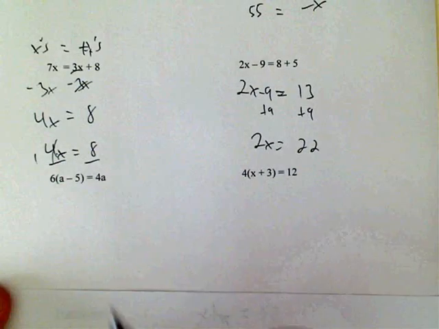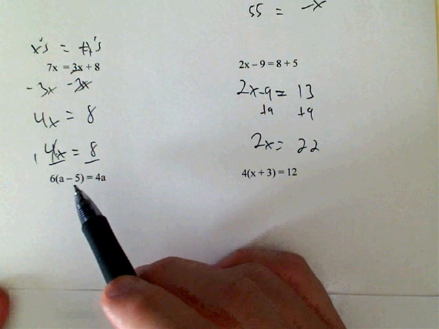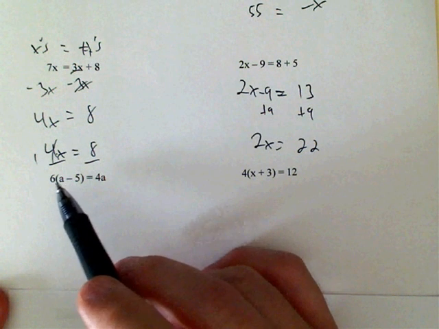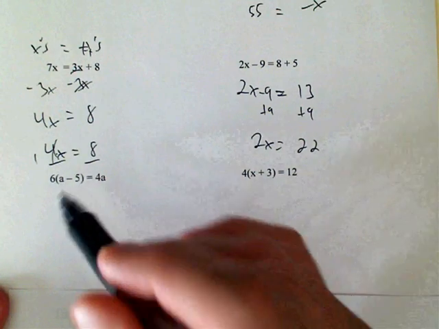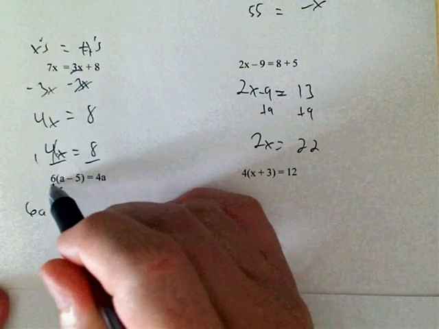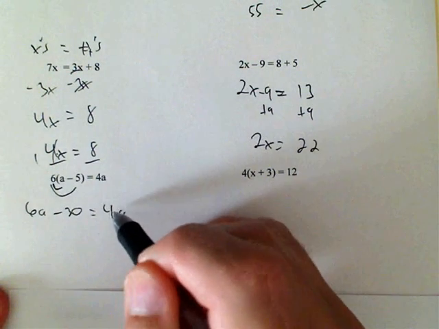Parentheses. See, by the order of operations, you want to do what's inside, but you can't. They're not like terms. So the only other thing we can use to eliminate those parentheses is the distributive property, which just means we're going to take 6 times a, which is 6a, and 6 times negative 5, which is negative 30. So we've eliminated the parentheses.